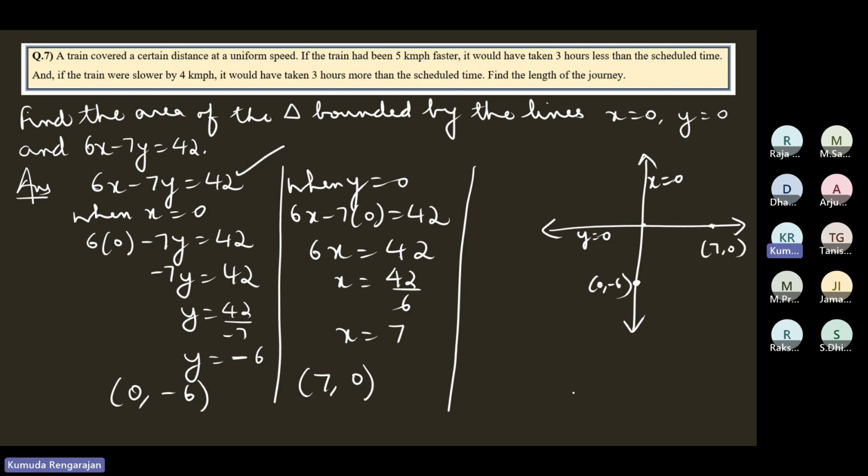So that means the graph of the equation 6x minus 7y is equal to 42 intersects the x-axis at 7, 0 and the y-axis at 0, minus 6. So this is the graph line. Okay, so this is that line, 6x minus 7y is equal to 42.